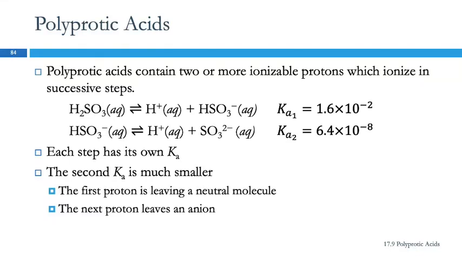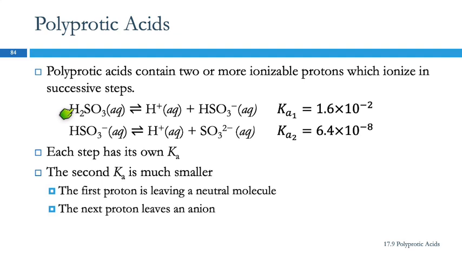Today we're going to talk about polyprotic acids. The prefix poly means many, protic refers to protons. So a polyprotic acid has two or more ionizable hydrogens, and these will ionize in successive steps. So we can look at the example of sulfurous acid.